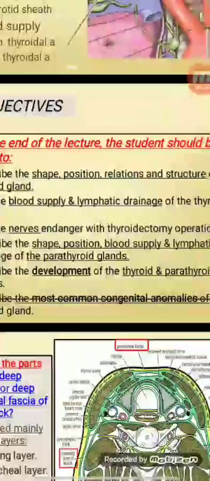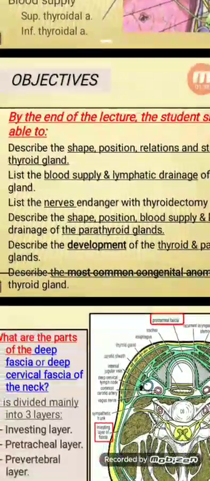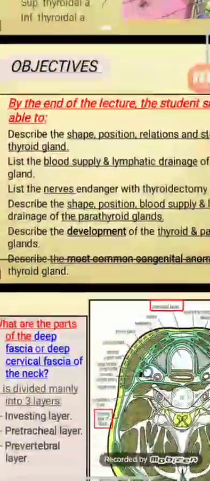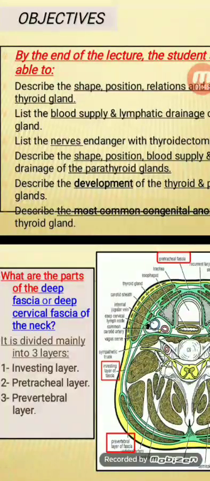Describe the shape, position, blood supply, and lymphatics of the parathyroid glands. Describe the development of the thyroid and parathyroid glands. This later on we're going to discuss in another session, along with the common congenital anomalies of the thyroid.